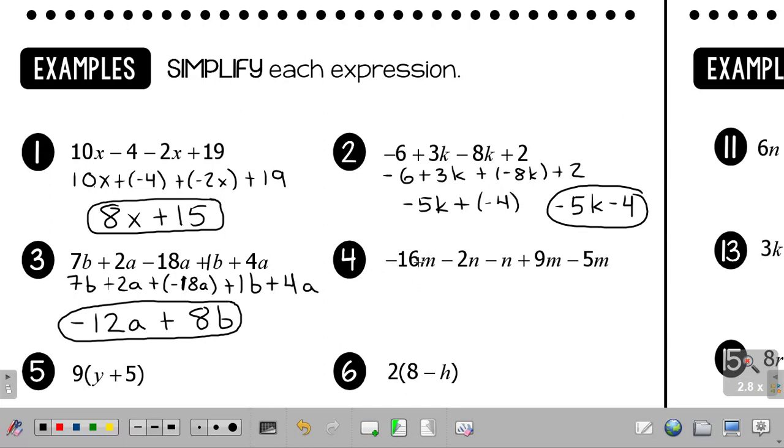Number 4, same kind of thing here. Some of us might be able to look and see what's going to be negative 16 plus 9 minus 5. So negative 16 plus 9, that's going to be negative 7 minus 5. So it'd be negative 12m. And then minus, once again, technically, we can put a 1 in front of that n. Okay, minus 3n. But like I said, if you can't see it from there, just like always, we can write it as a sum.